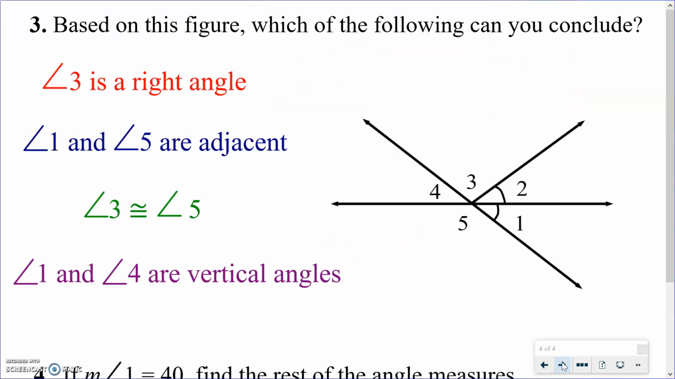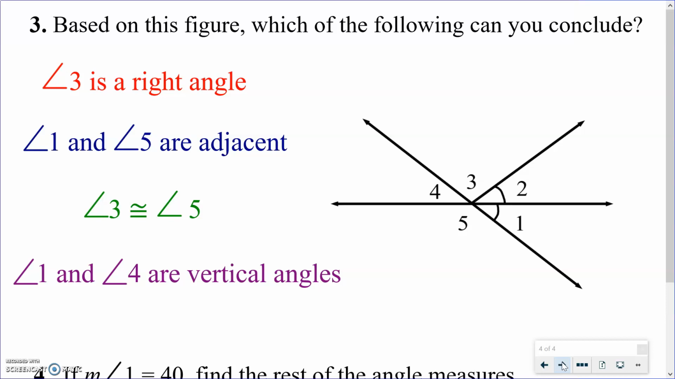So first we're going to answer some questions here and say whether we can make these conclusions or not. And then we're going to label the angles, and then I'm even going to talk through some more vocab about these angles. So first, is angle 3 a right angle? So is there anything on this diagram that tells me that it is 90 degrees? And the answer is no.